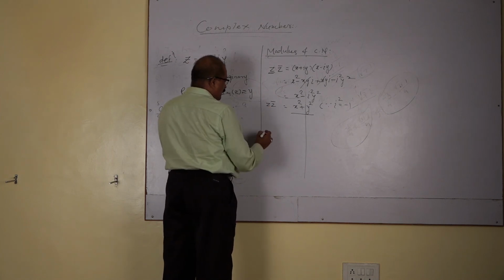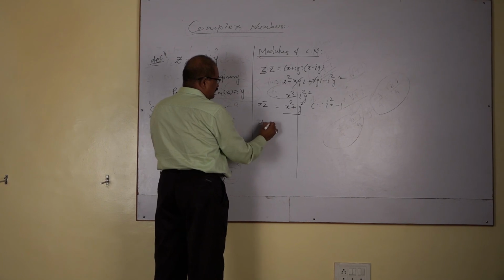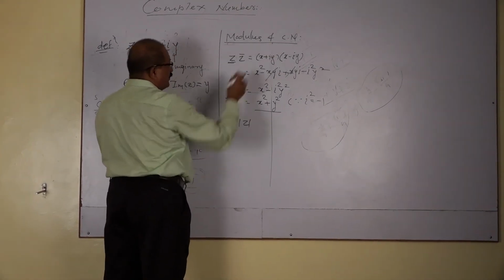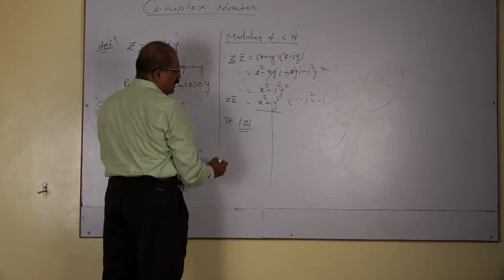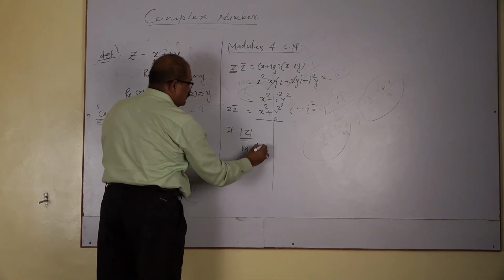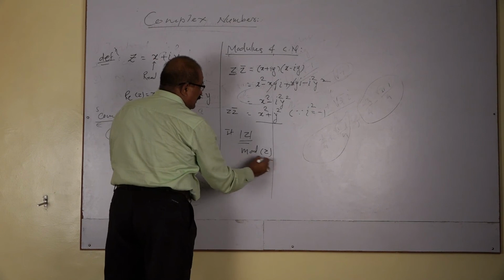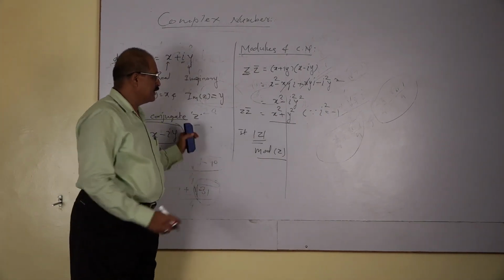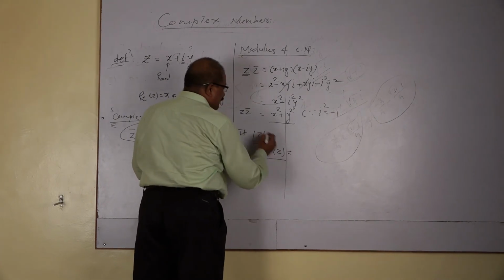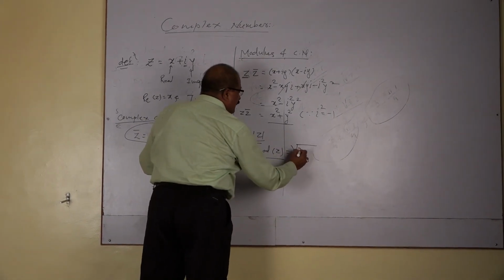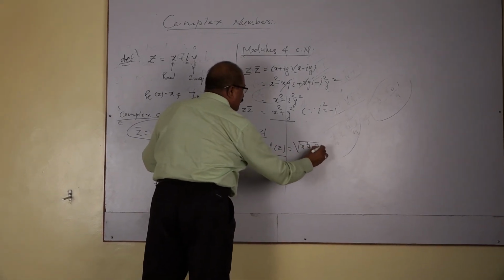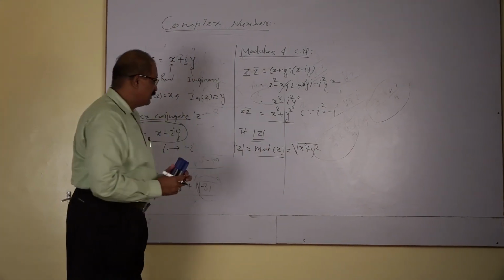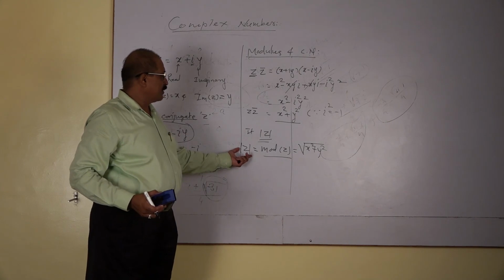It is denoted by mod z. The modulus of a complex number can be read as mod z. This mod z is equal to what? The x square plus y square value, and taking the square root, we get root of x square plus y square. It can be noted like this: mod of z. That is called the modulus of a complex number.